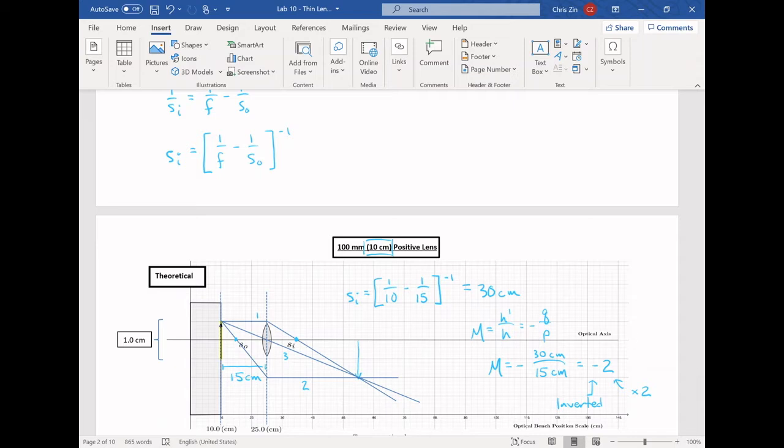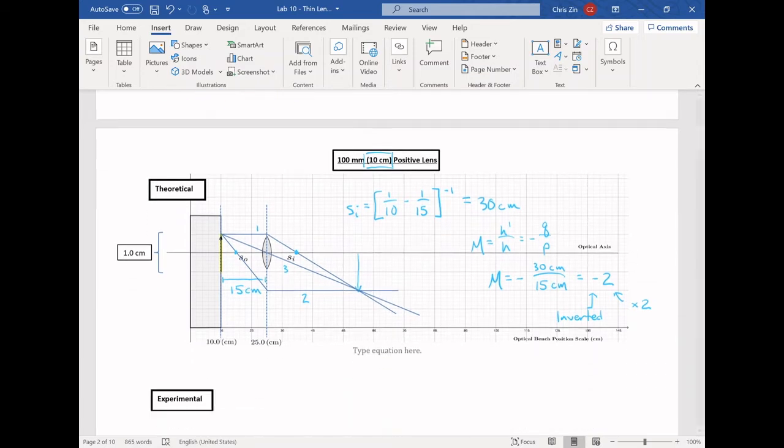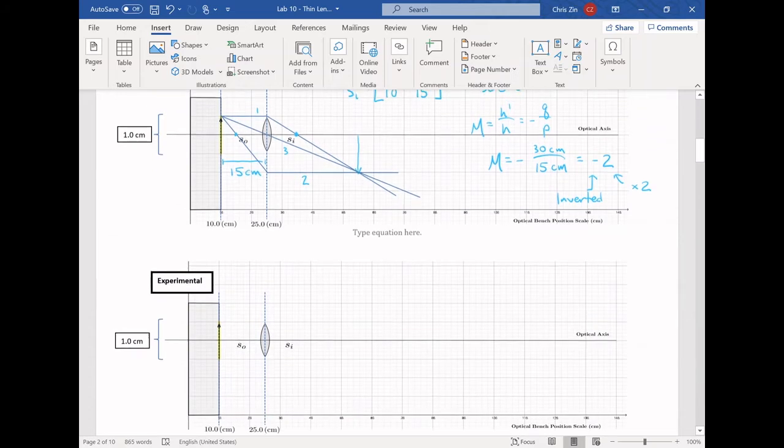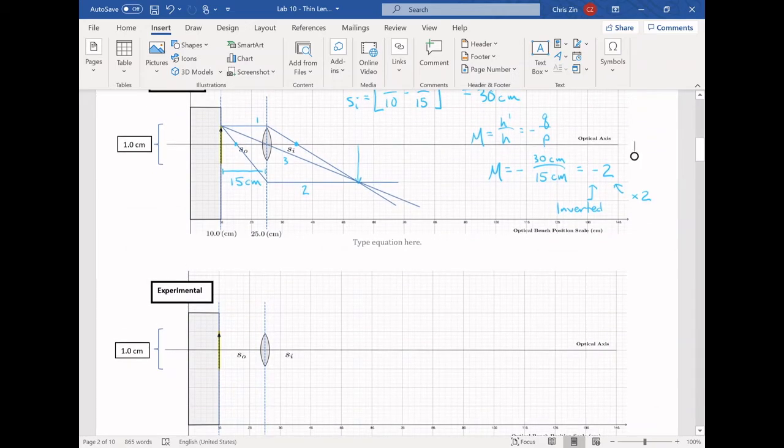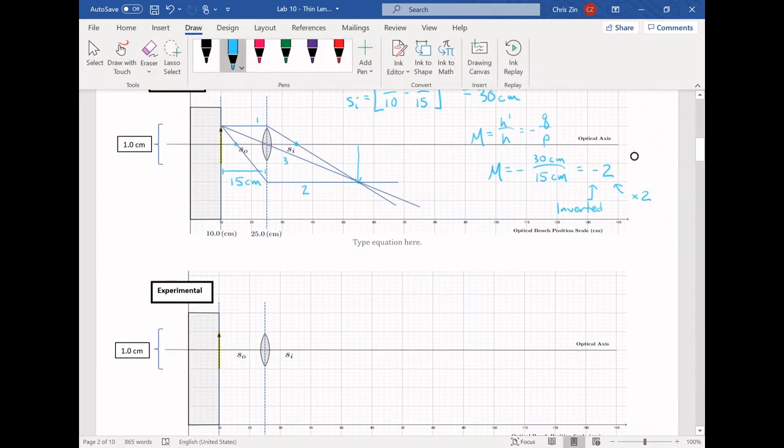For this lab, I think the lens formula and the magnification formula will be easier to make your predictions, but it's also good practice for ray diagrams. In any case, this is our theoretical prediction. Down below this, we have a spot for the experimental result. So let's check out the video and see what the video shows.